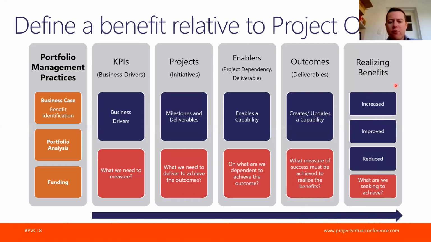Eventually, we will do benefit realization. So what is the benefit realization? We will either increase something, improve something, or reduce something, right? So as an example, we want to increase the revenue, or improve the customer satisfaction, or reduce the time to produce a report, right? So these are the three main terms that we are using when we are actually defining benefits.